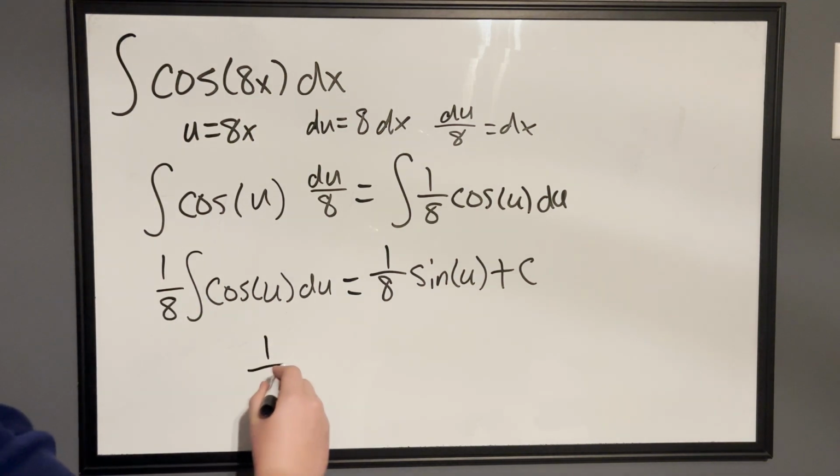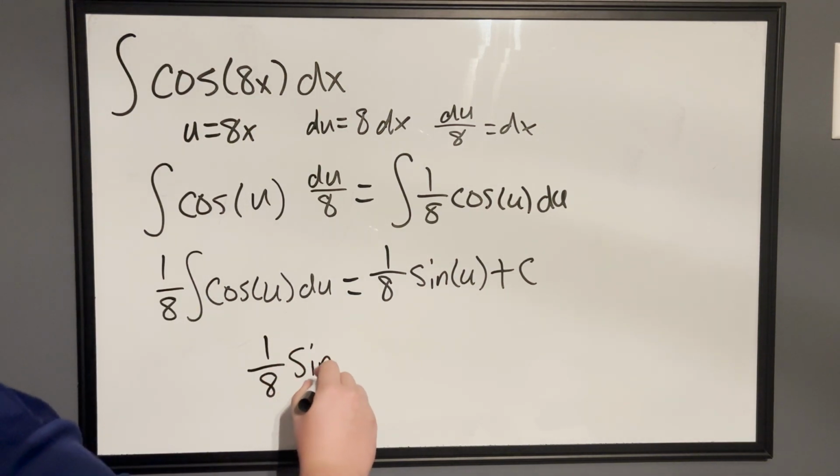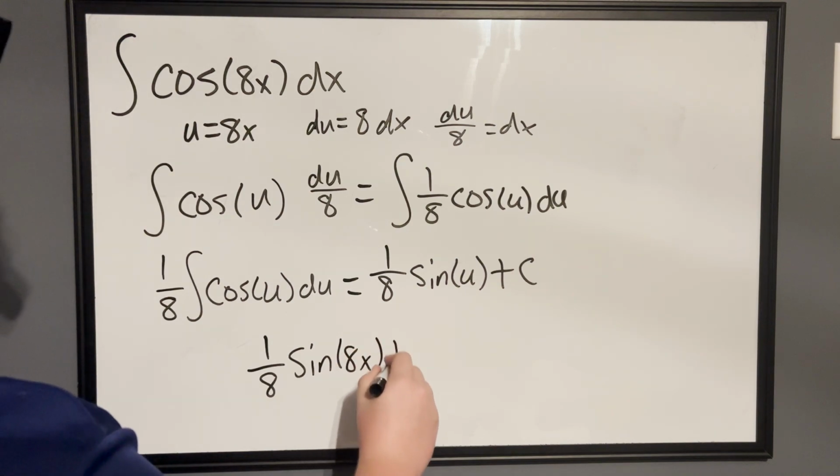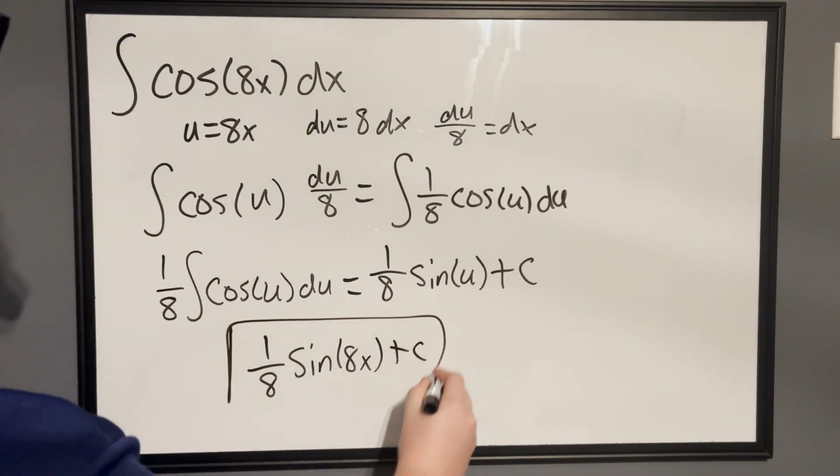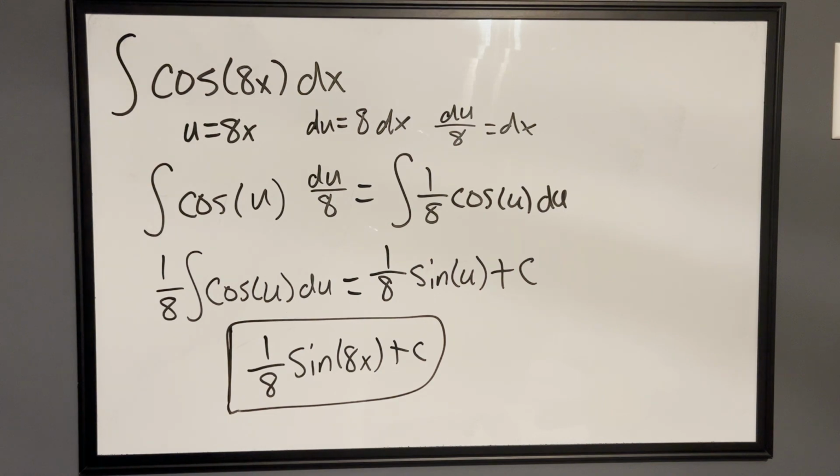So our final answer here is just going to be 1/8 sine of 8x plus c. And that'll be your final answer for the integral. So you can see that it's not just sine of 8x. We still have that factor of 1/8 because we have a factor of 8 in the input. So the u-sub is a way that we can deal with that in a much simpler way. So let's go ahead and do another example.